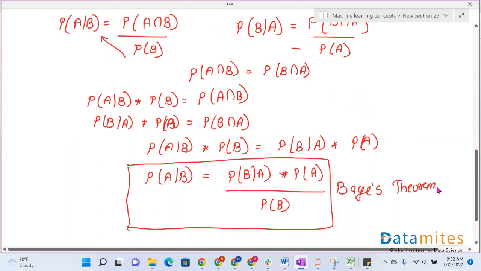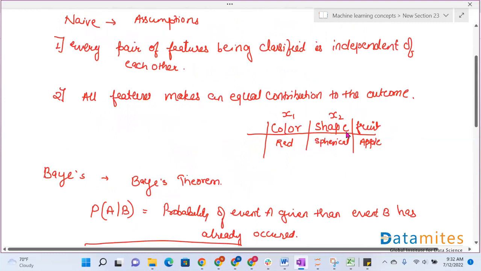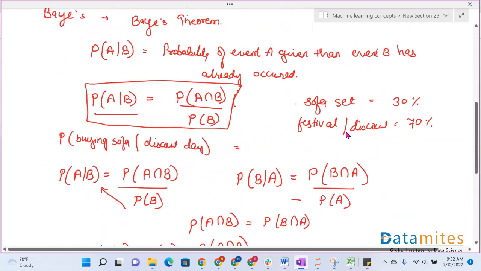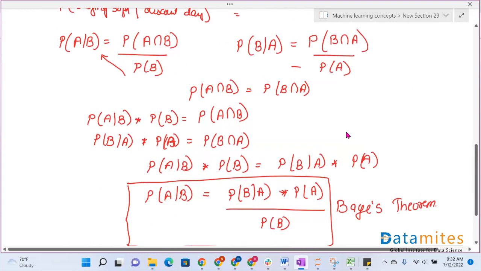Because of the assumptions, we call the algorithm naive. And because of using the Bayes theorem, we call the algorithm Bayes. So the name is naive Bayes algorithm.